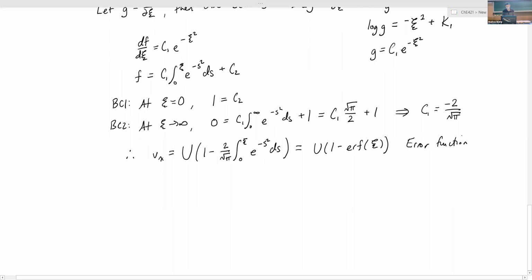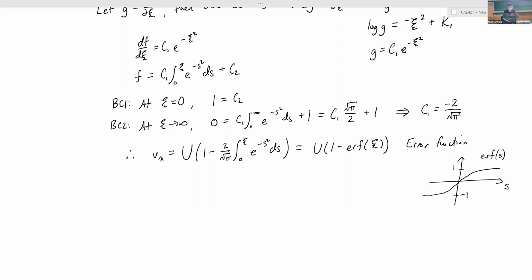Okay. You can look up what it actually looks like. It's basically just the integral of this e to the minus s squared, and this e to the minus x squared here is a Gaussian function, right? Real quick, the error function looks something like this. The limits here are 1 and -1. But for other properties and stuff like that, just go on the internet and find it.